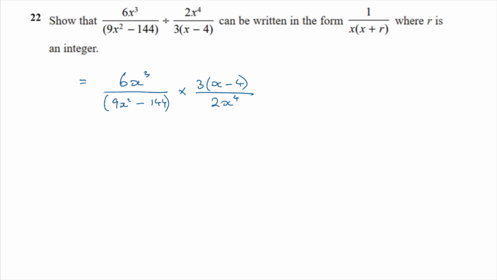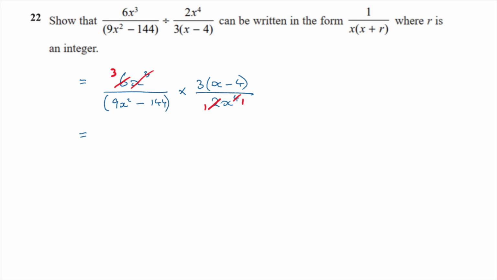Okay? So now I'm going to be looking for things that I can cancel, because it's always good to cancel things before you actually multiply. I can see a 2 down there that I can cancel with a 6 up here, giving me 3 and 1. I can see x cubed up here that I can cancel with an x to the 4 here, leaving me with just a single power of x. I think that will do for now.